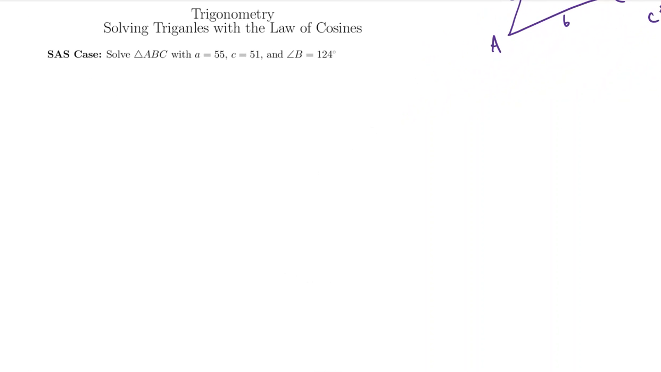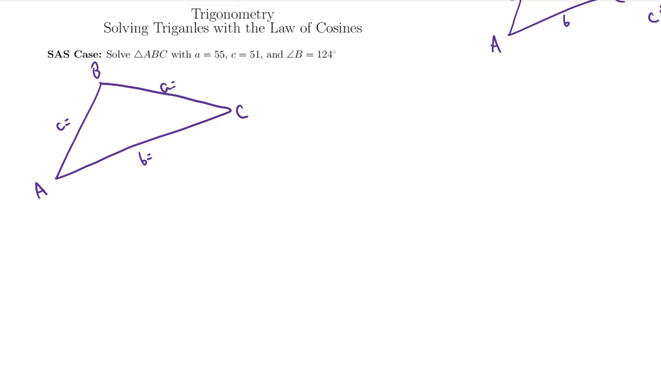So if I have triangle ABC with side length a equal to 55, c equal to 51, and angle B equal to 124, how can we solve this? Now, it's always good if you can draw pictures to scale, but I always tell my students first, don't worry too much about drawing to scale. Focus on drawing and labeling a picture with the angles and the sides first. Don't necessarily focus on them being to scale.